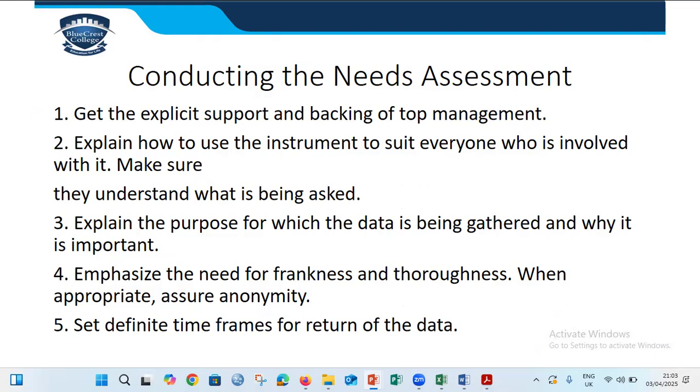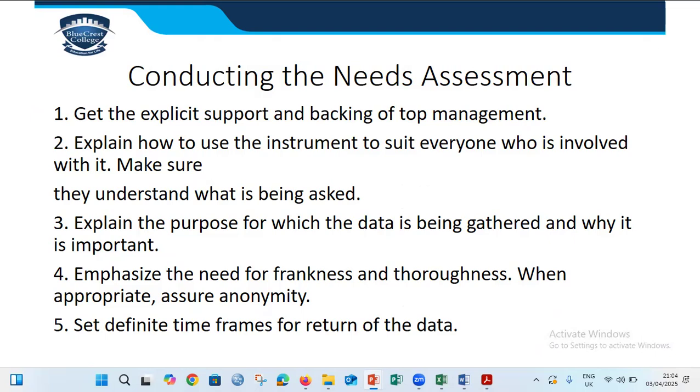Then you also have to explain the purpose for which you are gathering data and why it is important. Okay, sometimes people feel that you are gathering data on their weaknesses so that they will maybe be demoted or taken out of their current position, or for any reason like that. You should be able, as an HR person, to let them understand the purpose for which you are collecting the data and why that data is important. If they know the purpose, then they will give you the right information that you're looking for.